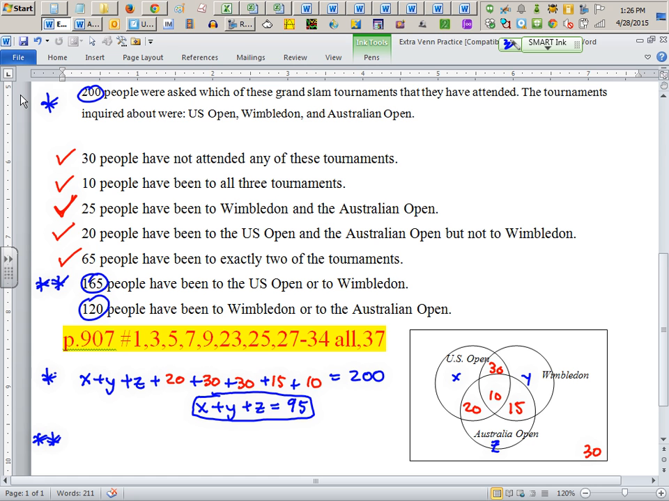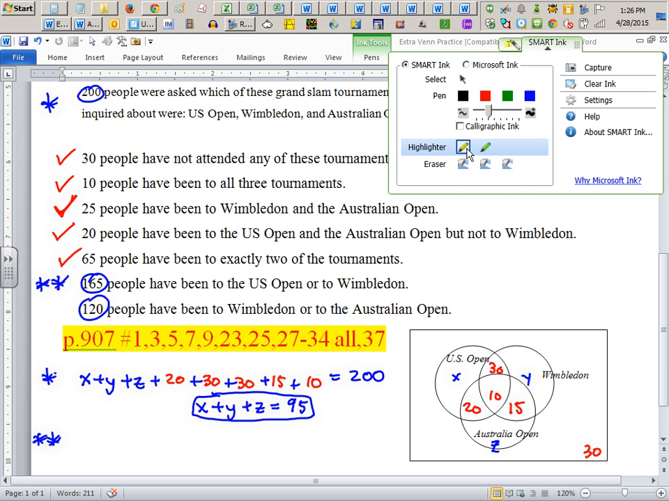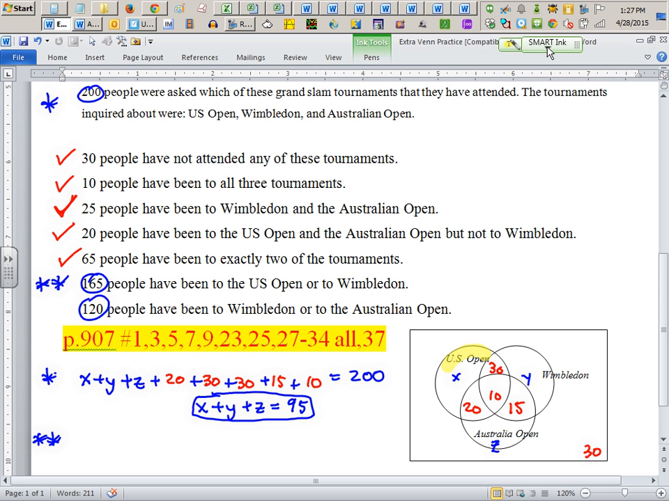That says 165 people have been to the U.S. Open or to Wimbledon. So U.S. Open or Wimbledon would be basically this region here, and everything inside it. So I call these soap bubbles. It looks like 2 bubbles stuck together. When you blow bubbles out of a wand, they float away, sometimes stick together. So you see the 2 soap bubbles there stuck together. The key word there is the word or. So or gives us the soap bubble look.